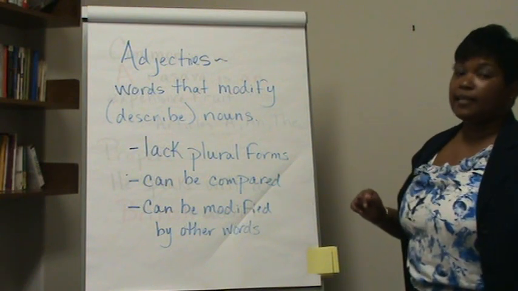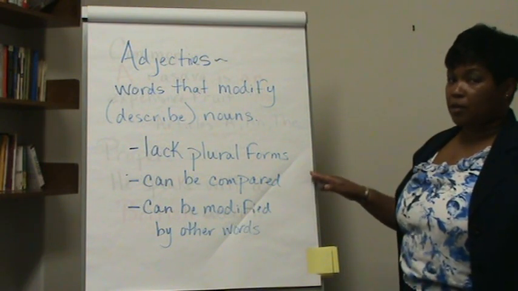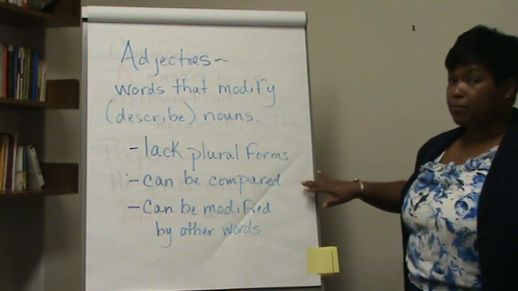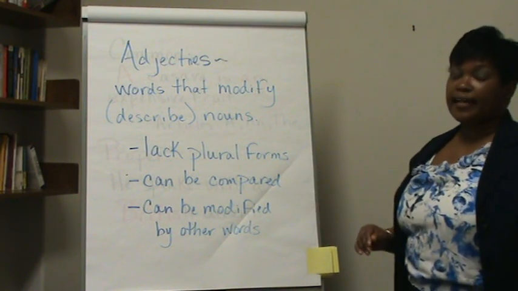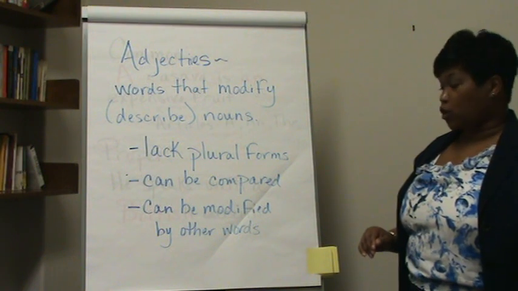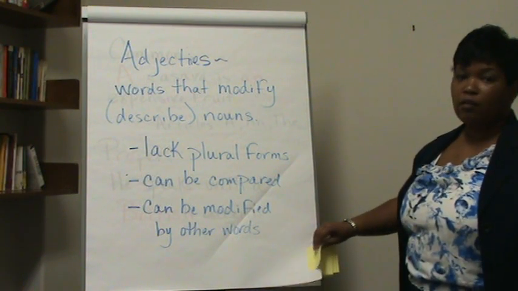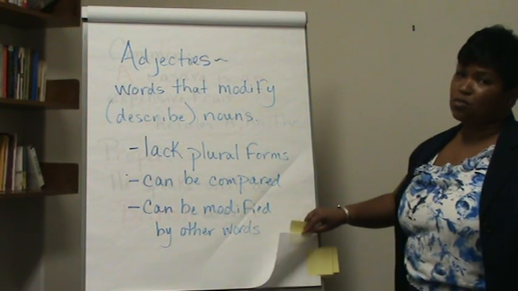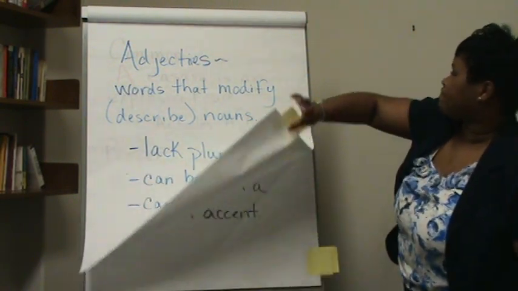Another thing is that adjectives can be compared, and we'll talk about that in just a moment because that means some very specific things. They can be compared to each other. And finally, adjectives can be used to modify other words. And so when you're thinking about adjectives, we tend to think about modifying nouns, but they can also do other things like modify pronouns.